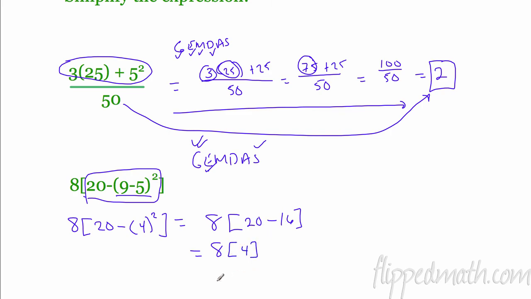Now, this is that magical one. There's really no operation listed, right? I don't see a plus. I don't see a fraction bar to divide. I don't see a division sign. I don't see a minus. I don't see any of these things. When you don't see one, it's usually going to be multiplication. This is 8 times 4, which is 32.